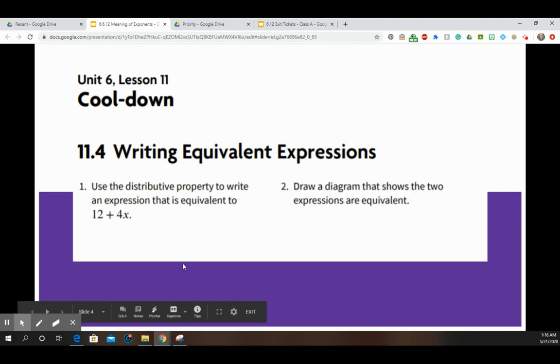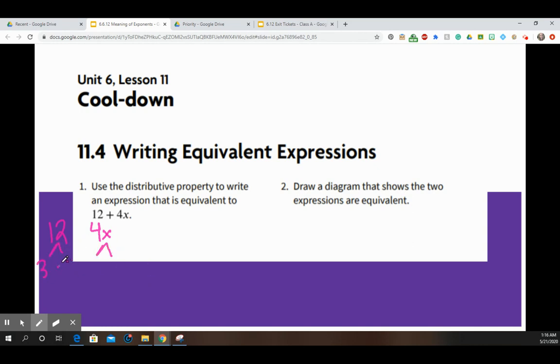All right, so the distributive property. A couple of kids I saw gave me another expression here that was equivalent to 12 plus 4x, but they didn't use the distributive property. And mostly I saw expressions that were totally not equivalent here. So let's take a look at these numbers, 12 and 4x. I'm thinking, what are the factors there?